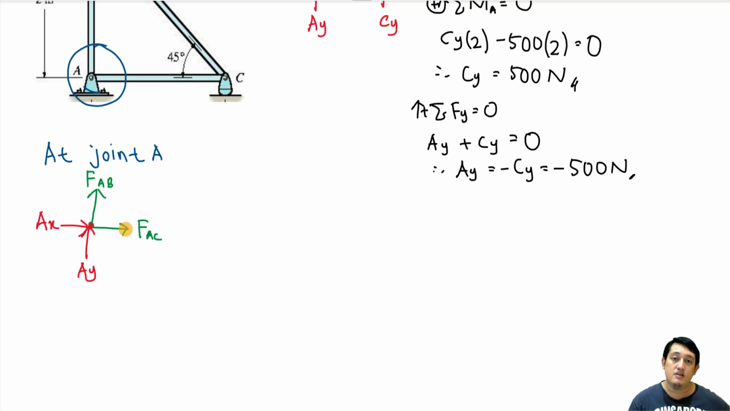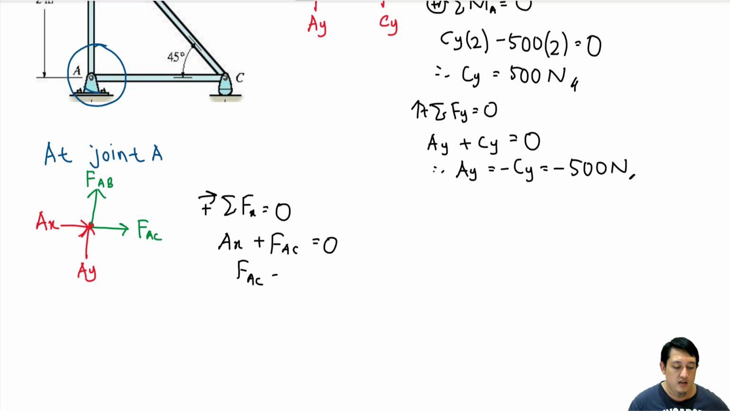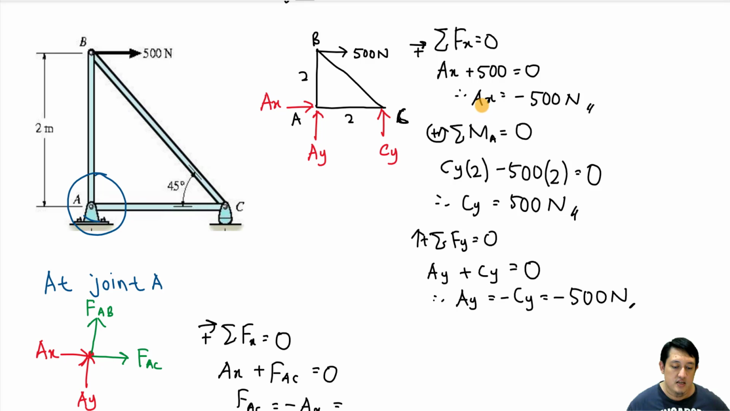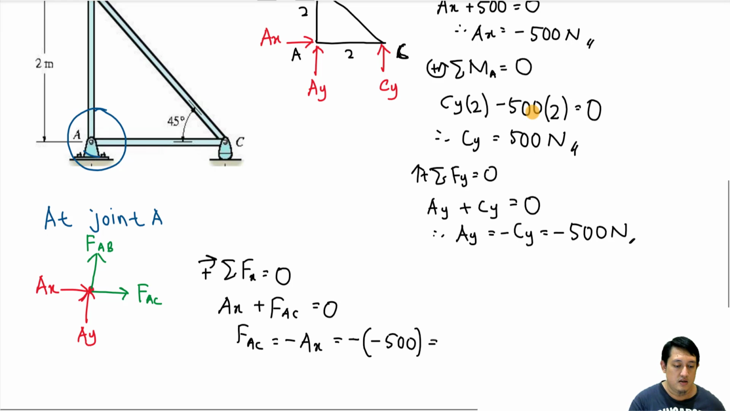What can we use? In the method of joints, we can only use total of force equals 0. We cannot use moment because we don't have any distance to use moment. So let's do total of Fx equals 0. FAC is equal to negative AX. What is the value of AX? If we refer back, AX here is negative 500 Newton. Make sure you insert the negative value also. So FAC is equal to negative AX, so negative negative 500 Newton. Therefore, FAC is equal to 500 Newton.